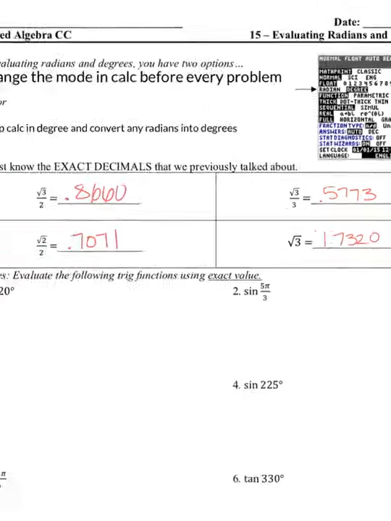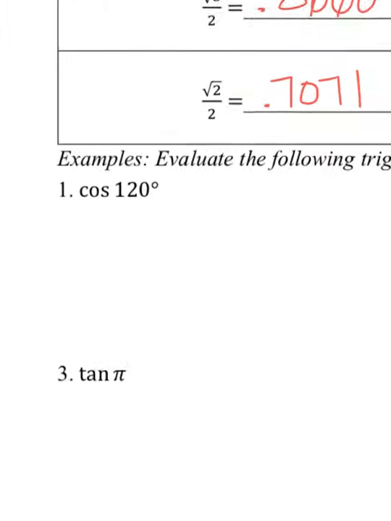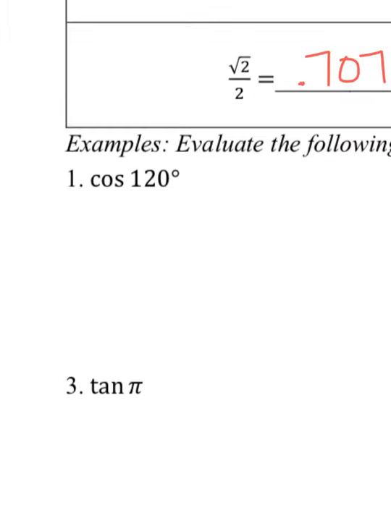Okay, so let's look at some of these examples. Your directions say to evaluate the following trig functions using exact value. Okay, so the cosine of 120 degrees. This example is in degrees, so go to your mode and make sure you're in degree mode to start. You can then just type right into the calculator cosine of 120. All right, that gives you a decimal. That decimal is negative 0.5. So the cosine of 120 degrees is negative 1/2. Done. That one's very straightforward. Number 2.